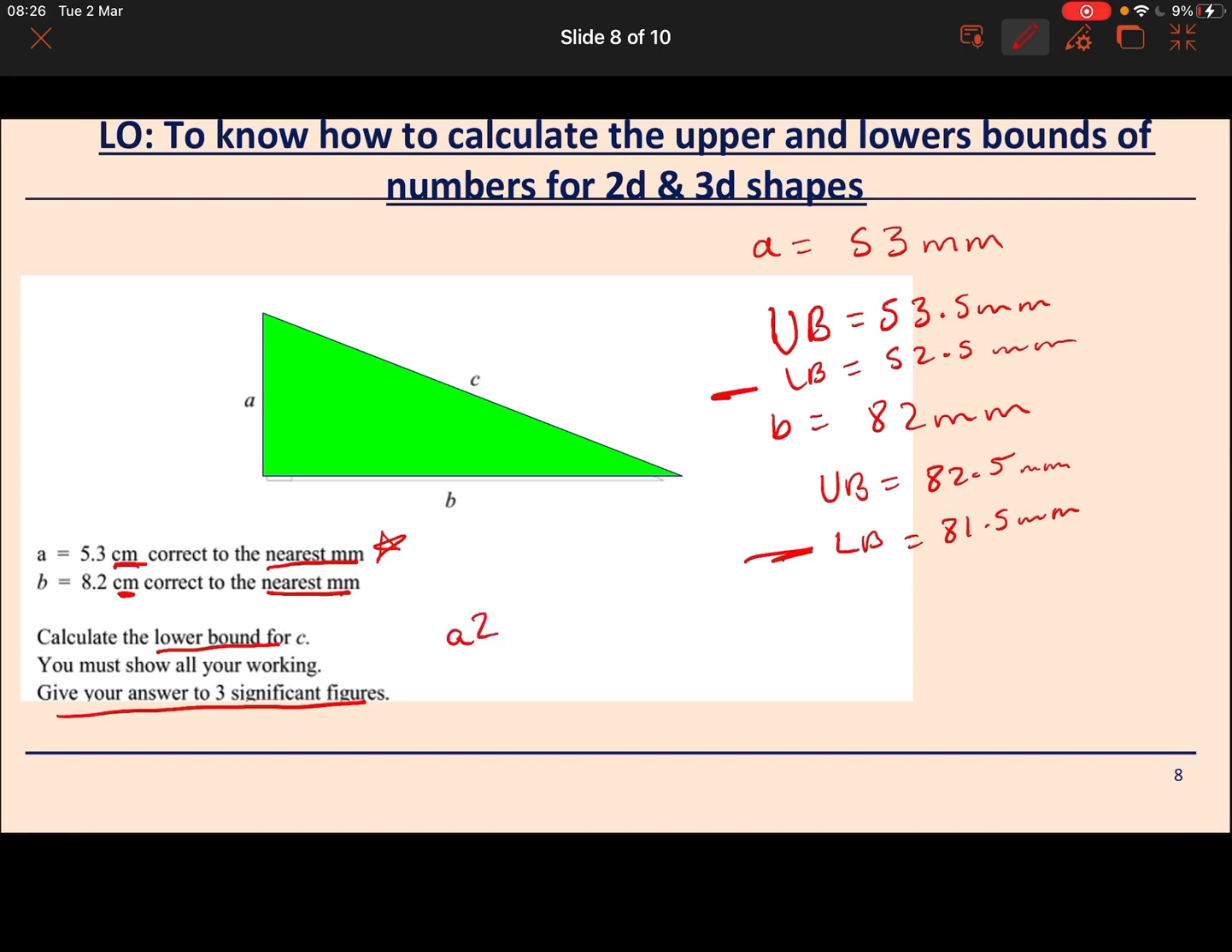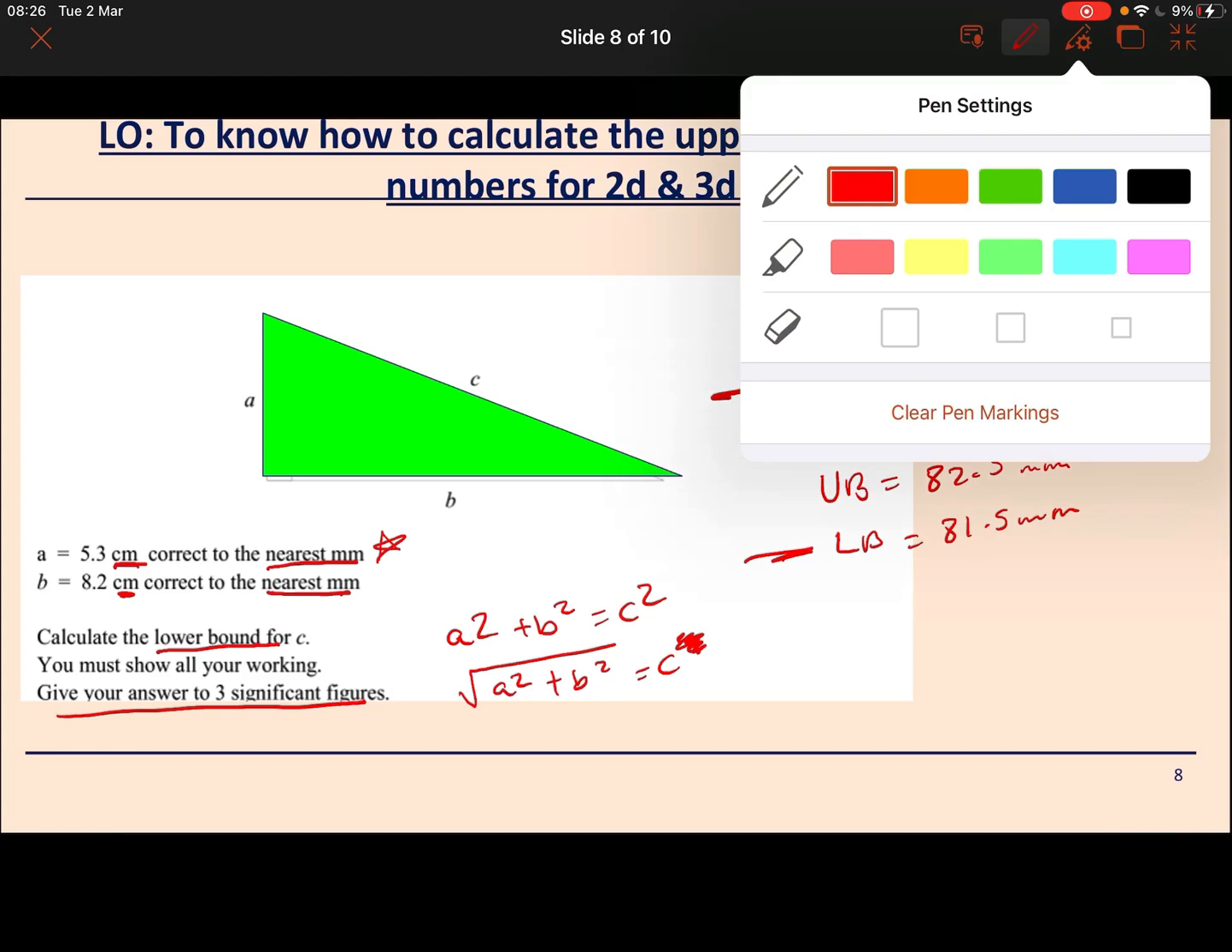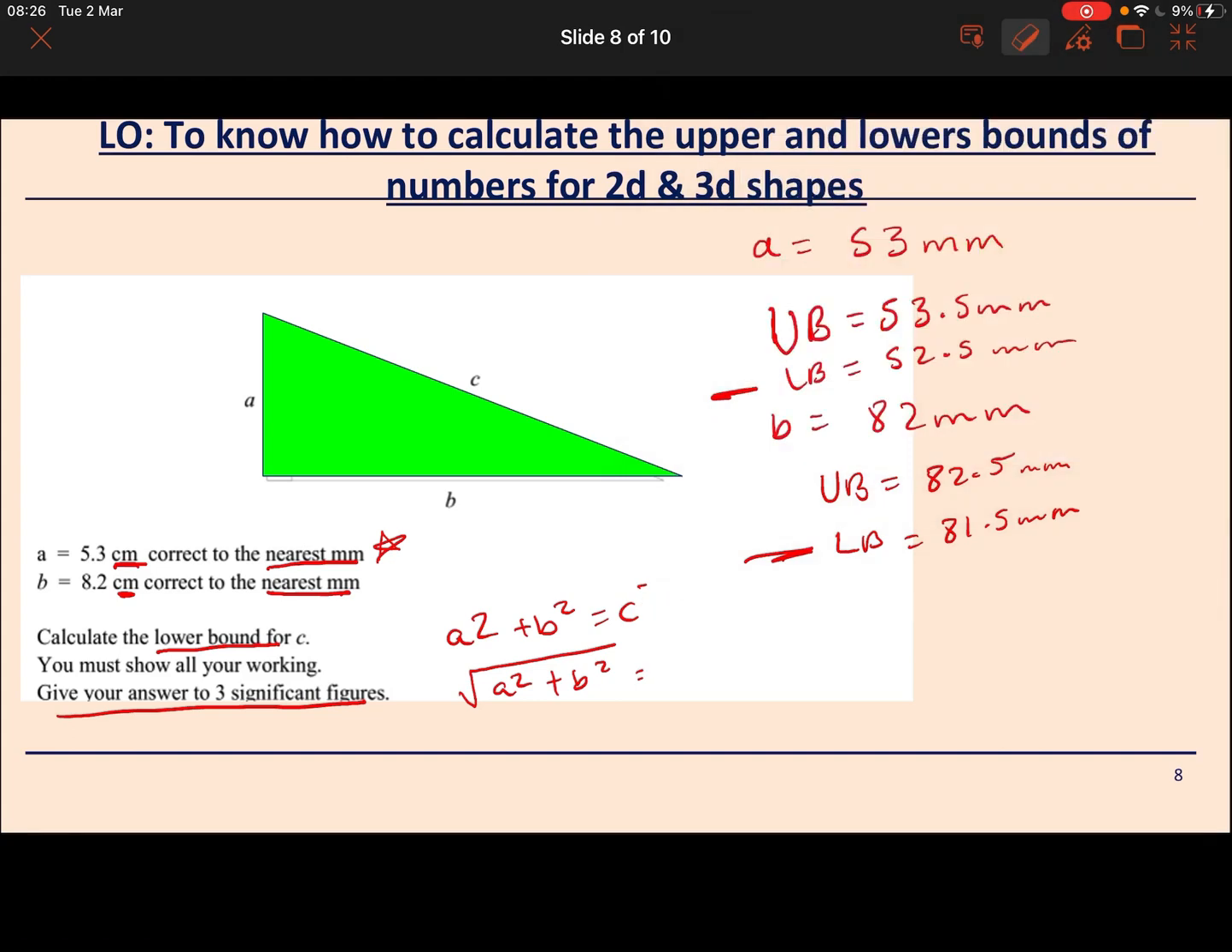So we're going to set up our equation. So we know that a squared plus b squared equals c squared. So we're going to rearrange it to make c the subject. So a squared plus b squared equals c squared. Square root of a squared plus b squared equals c. Not squared, sorry. Equals c. And now we're going to substitute our lower bound lengths into it.